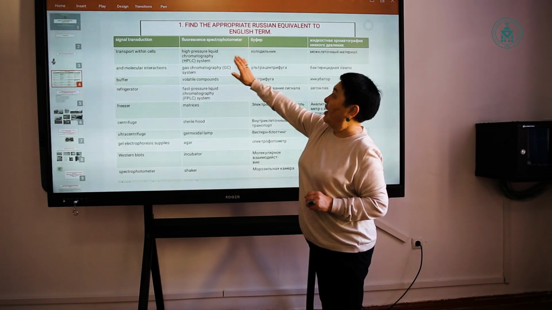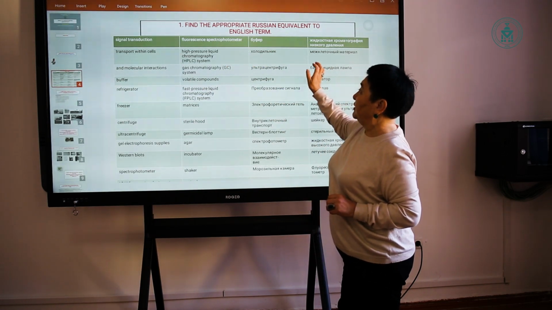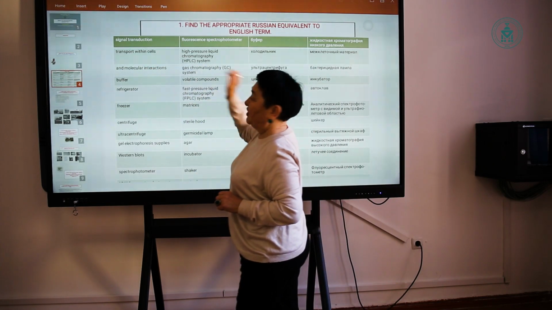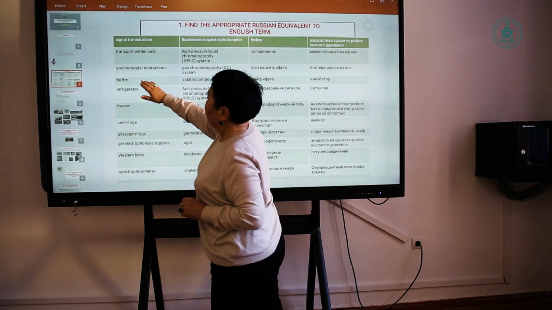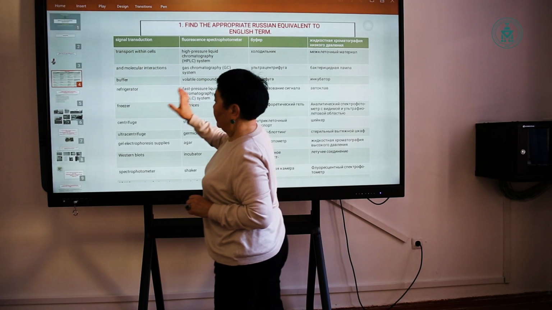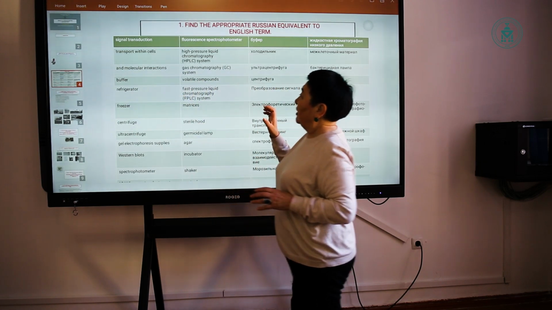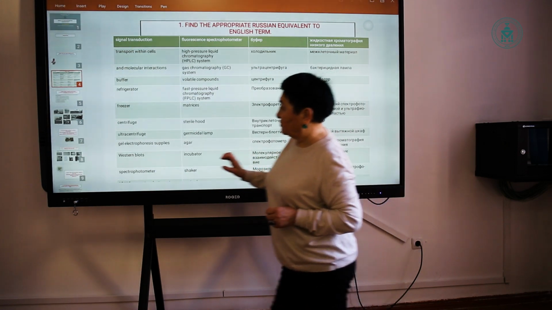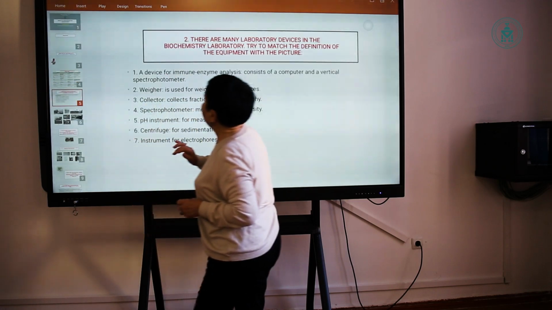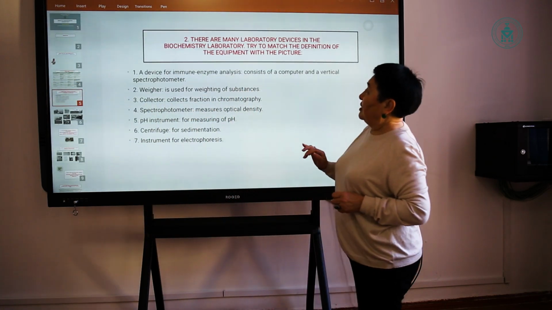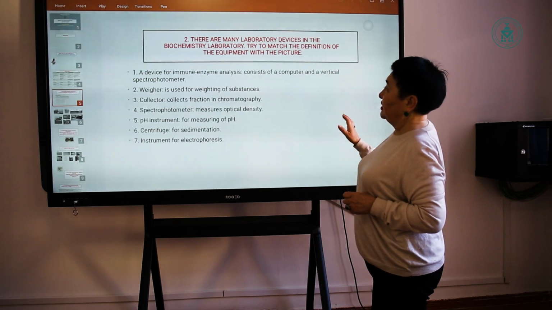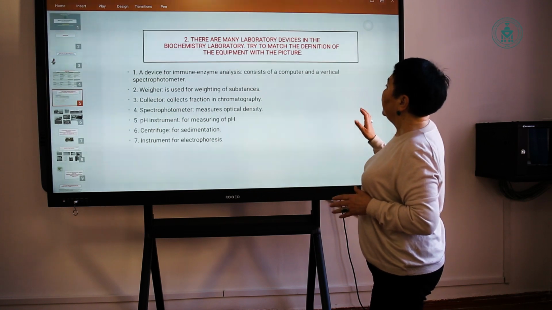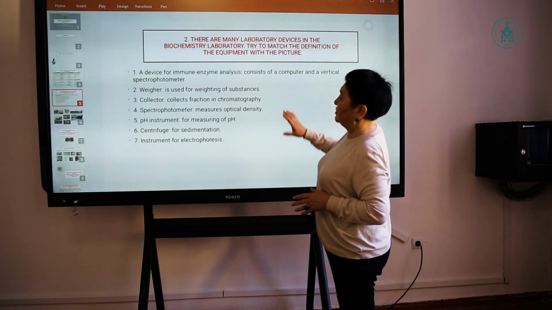So with the task, find the appropriate Russian equivalent to the English terms. For example, transport within cells and molecular interactions, freeze, and many others. You see, the next slide is continued. There are many laboratory devices in the biochemistry laboratory. Try to match the definition of the equipment with the picture.